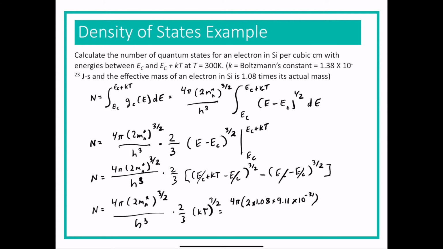So that's one of the pitfalls that happens sometimes. Students will write in the effective mass and not actually write the actual mass, and then you end up with a really, really, really weird number. So all that stuff is to the 3/2, and then we have it over h, which is 6.625 times 10 to the minus 34 cubed times 2/3 times k times T.